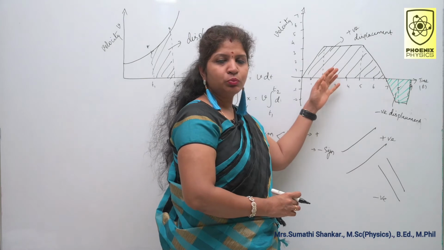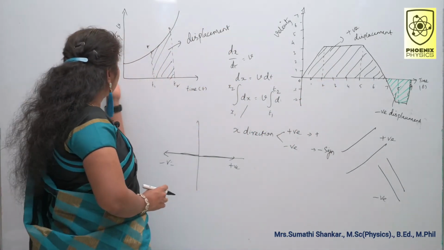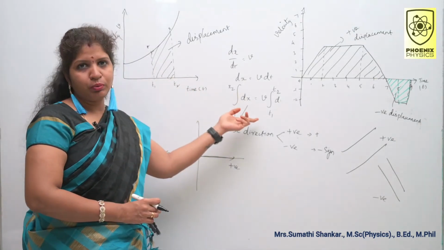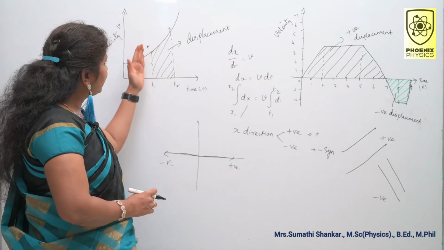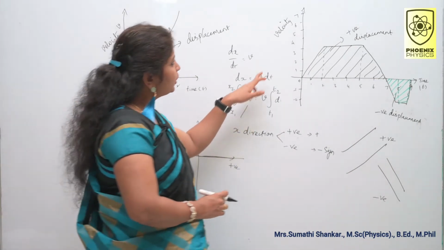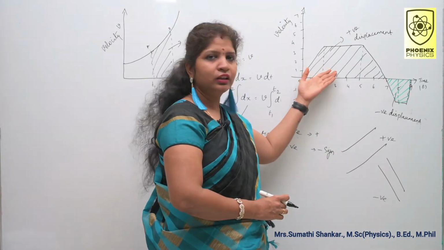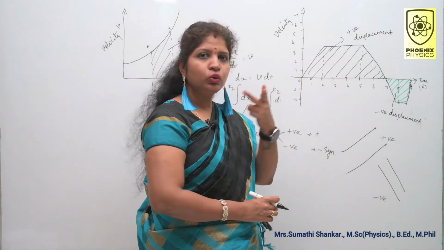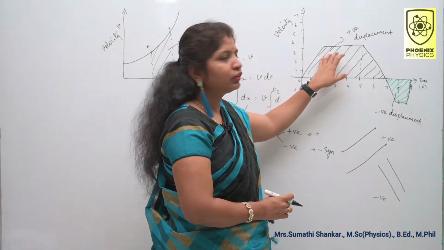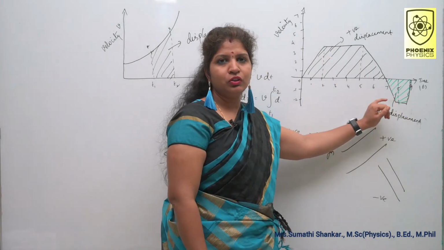Why am I saying displacement? Because just now we studied that the velocity versus time graph will give displacement. That is, the area under the curve will give displacement. So here also it is plotted between velocity and time, so it gives displacement. There are two types of displacement, positive and negative. So this portion will give positive displacement and this portion will give negative displacement.